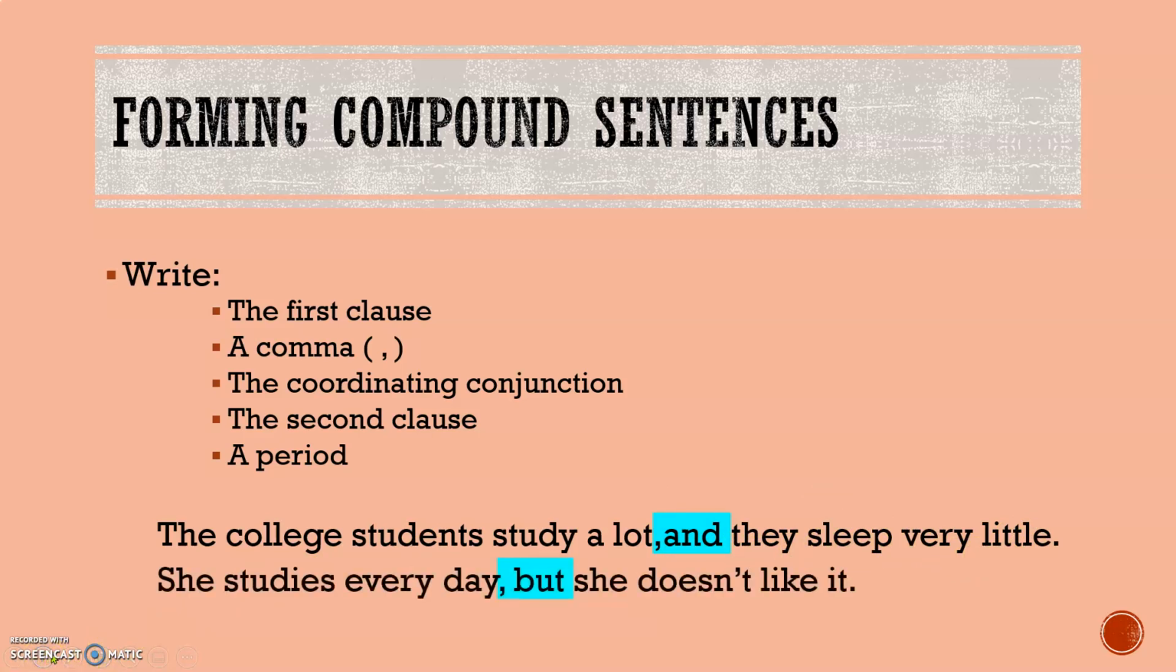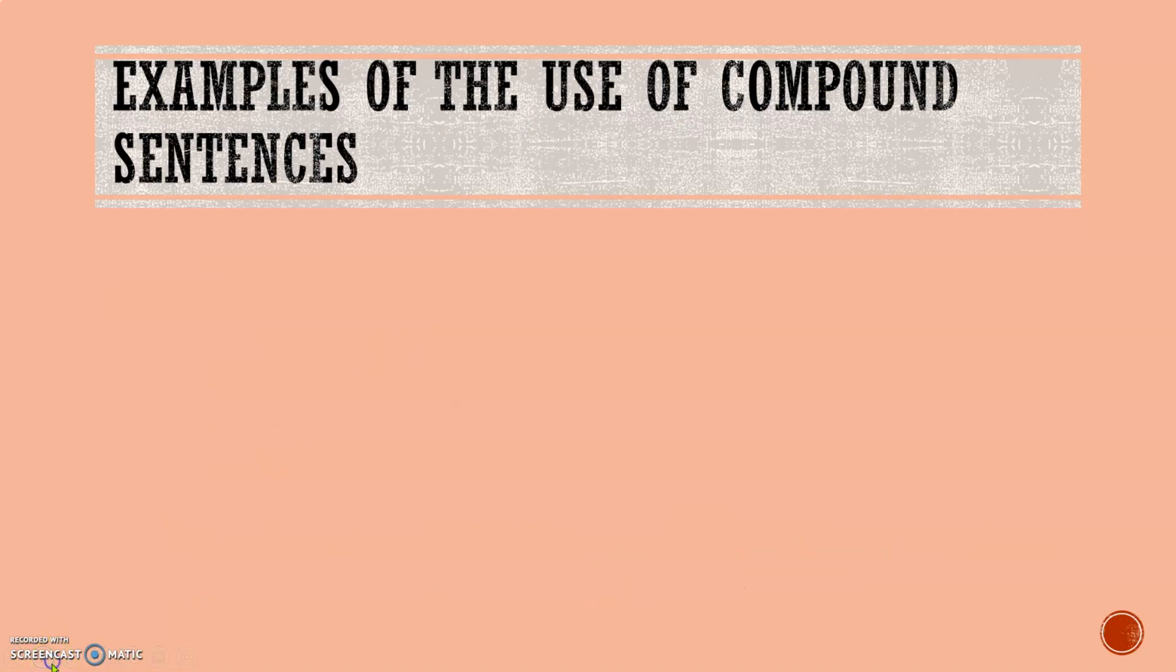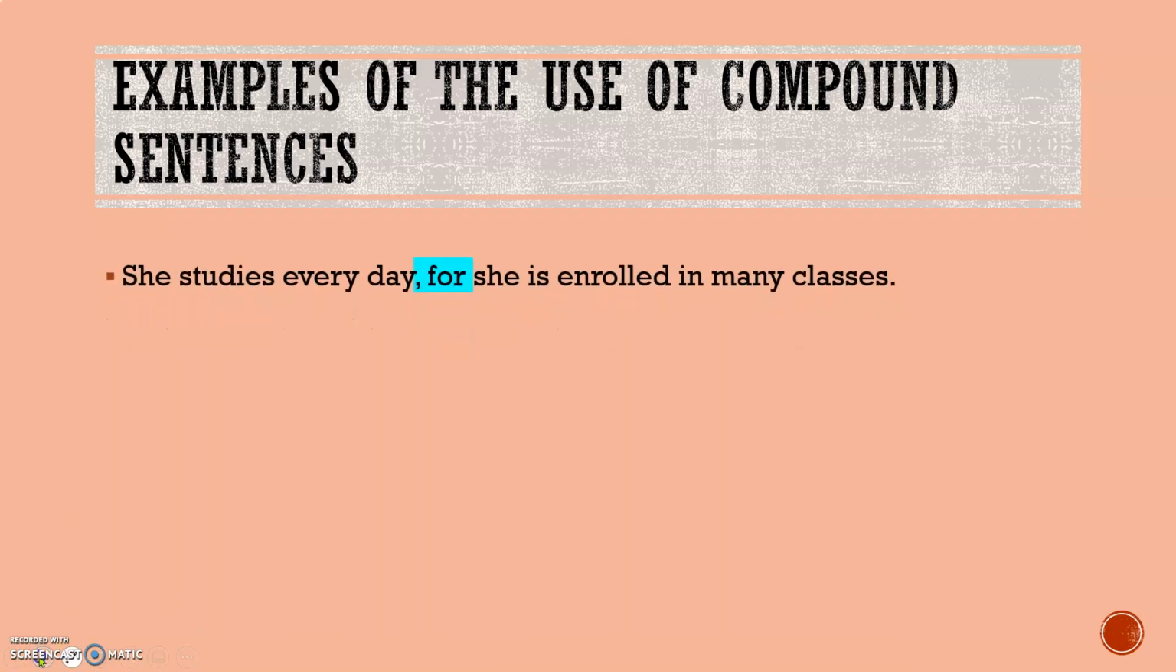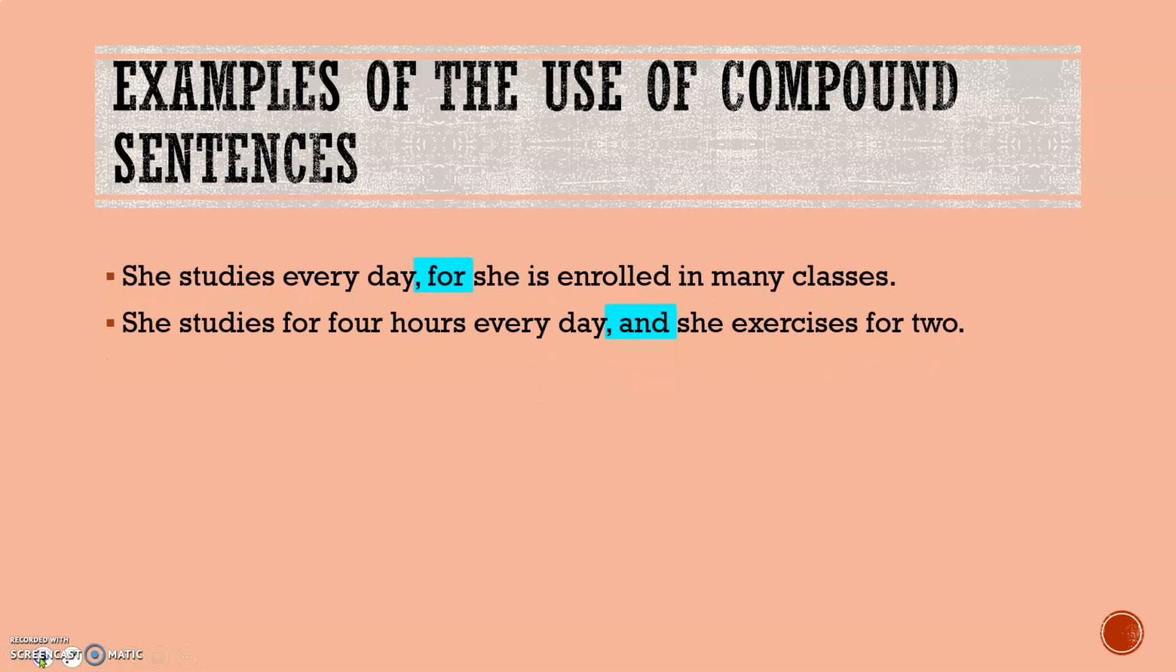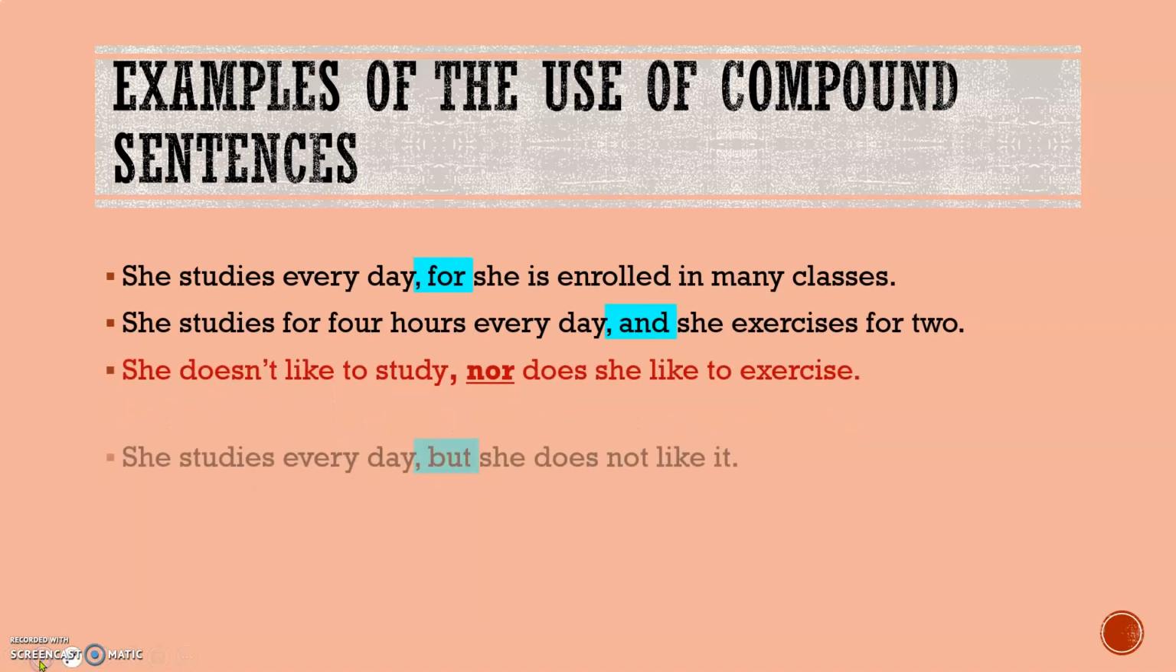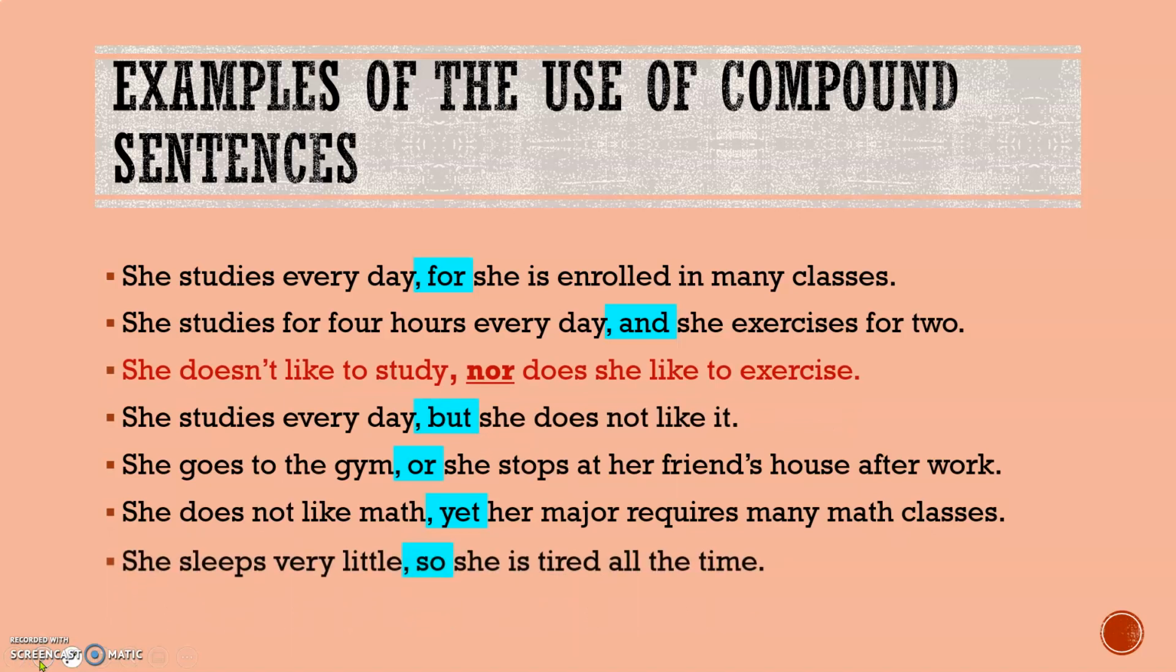Let's look at another example. She studies every day, comma, but she doesn't like it. Okay, so let's look at some examples of the use of compound sentences. Okay, so you can see we've got compound sentences here, 7 of them, and 7 coordinating conjunctions.